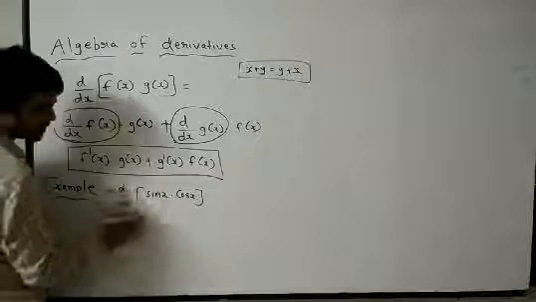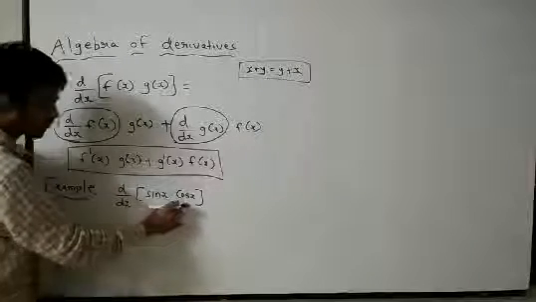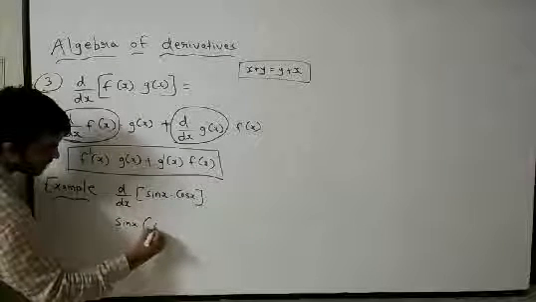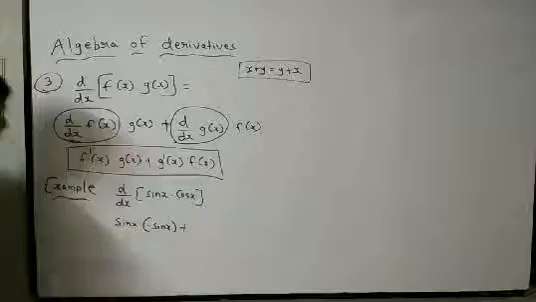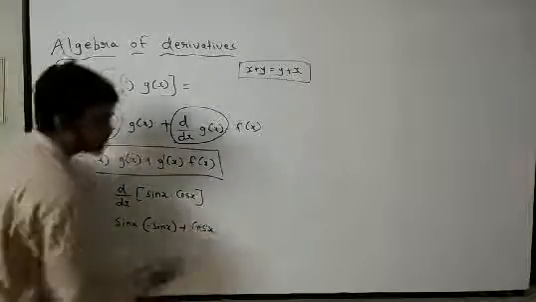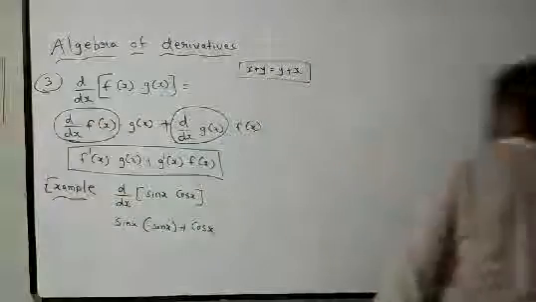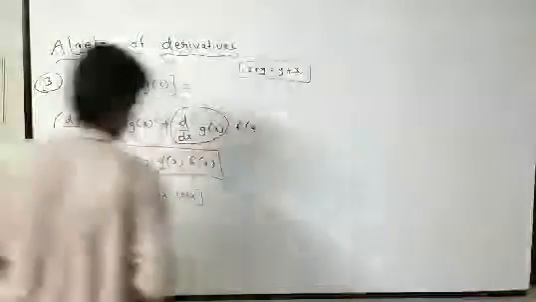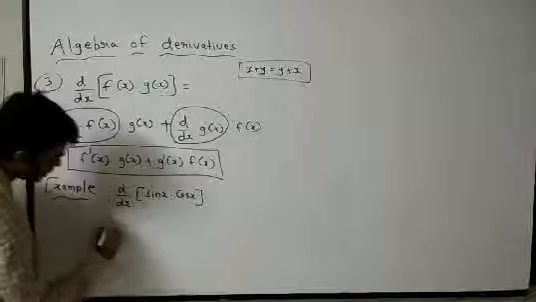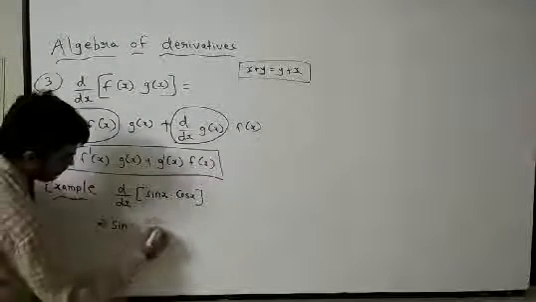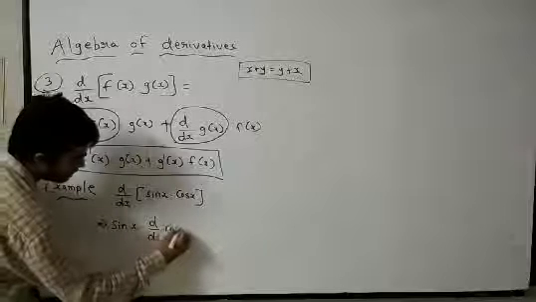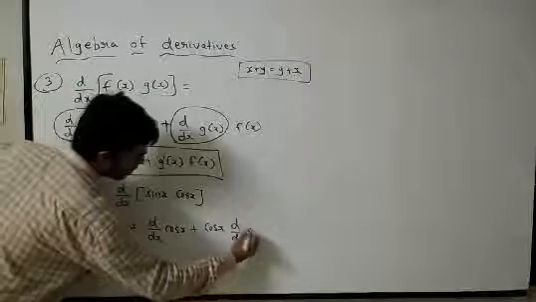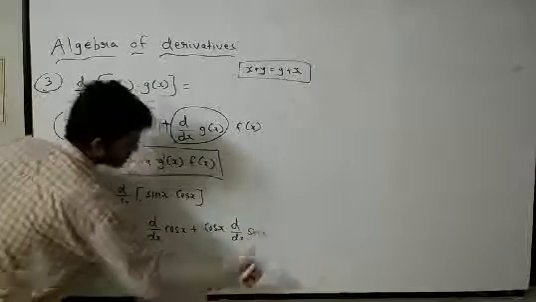Now d by dx of sin x into cos x. Let us keep this sin x constant and take the derivative of cos x, plus now keep cos x constant. I will write it more clearly so that you can understand. D by dx of sin x, you know that it is cos x. So first keep sin x constant, d by dx of cos x, plus cos x as it is, d by dx of sin x.